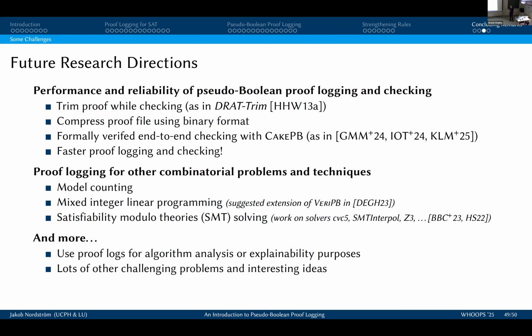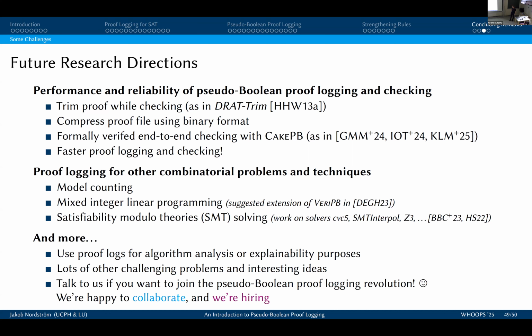And as my sales pitch on one of the very first slides, once you have proof logs, you can mine them for algorithmic insights, for explainability. Once you have algorithms with proof logs, there are all kinds of interesting things that you can do that we could not do before with our algorithms. This is also to say that there's lots of exciting work to be done. You're welcome to join the pseudo-Boolean proof logging revolution if you wish.